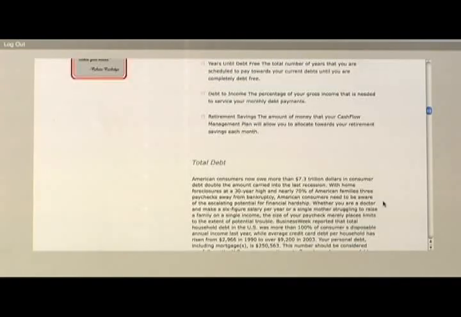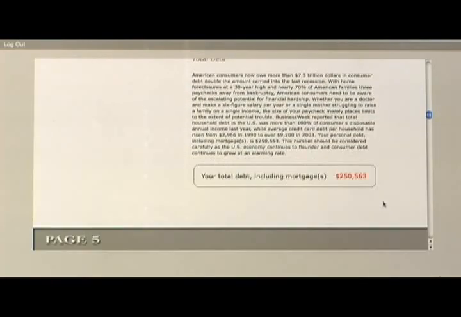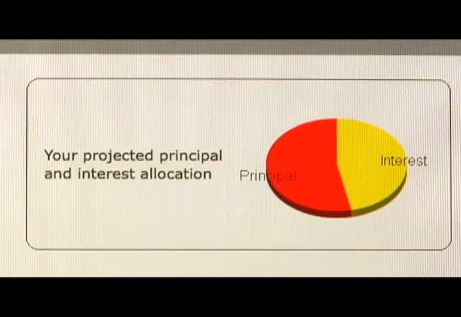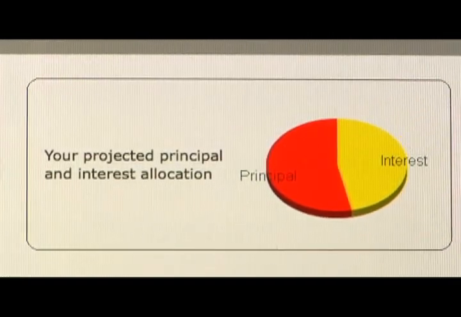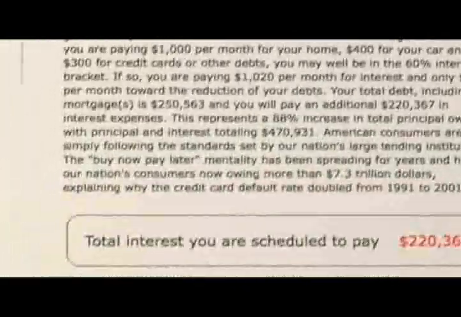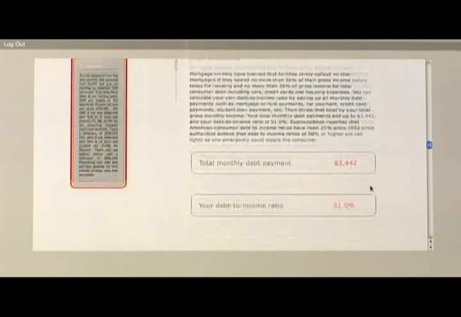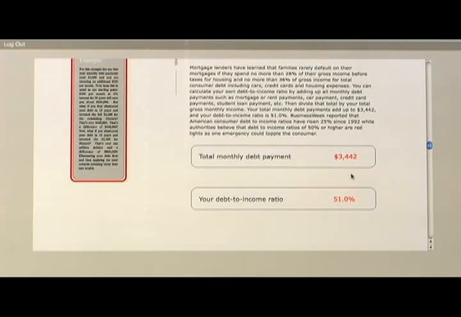them some statistics there. Page 5 is talking about the interest that they're currently going to pay, and you can see in this one graph here that they're almost going to pay as much in interest as they are in principal. The next page that we're going to talk about is their income, and it's going to give them some comparisons so they can see how they stack up against national averages.